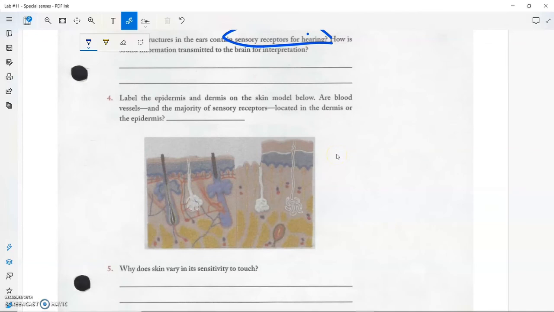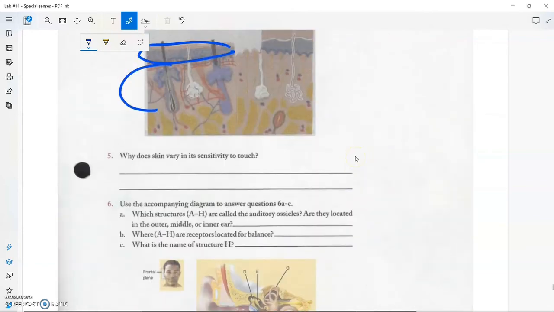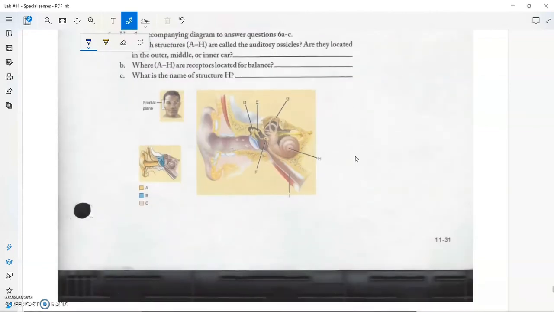Skin model, here's epidermis, here's dermis. Blood vessels and the majority of sense receptors are located in dermis. Skin varies in its sensitivity to touch because the density of the sensory receptors is different in different parts of the skin. Auditory ossicles, D and E, are located in the middle ear. Receptors for balance are located in G, the semicircular canals, as well as vestibule. Name of the structure H is cochlea.